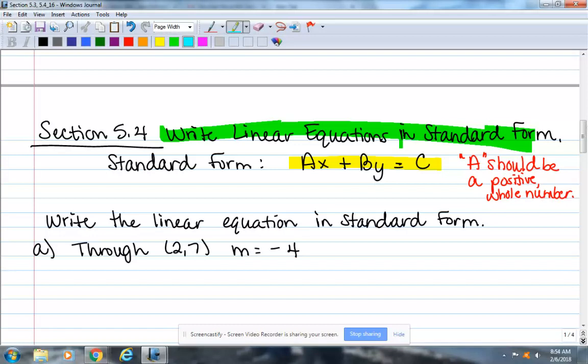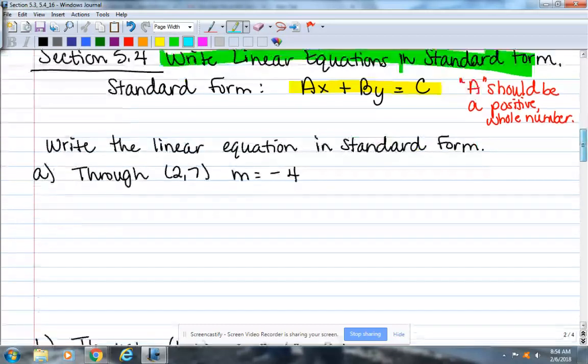So this time we want the equation of a line in standard form, and we want it to go through the point (2, 7) and have a slope of -4. What did they give me right here? A point. And what's this? A slope. So I can use point slope form to get me started because they gave me a point and a slope. So that's what we're going to do.